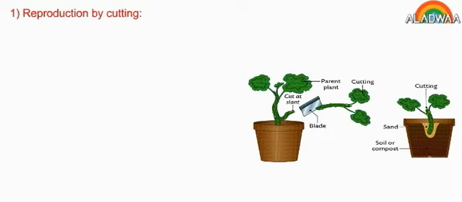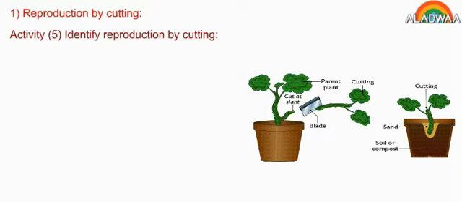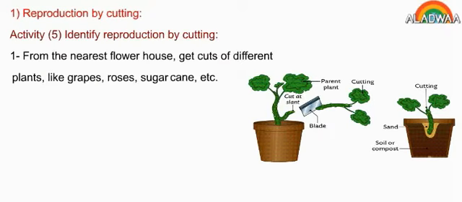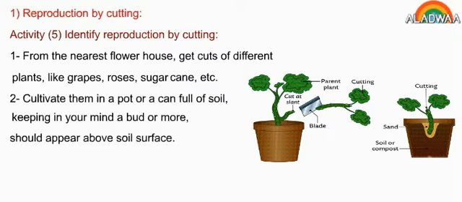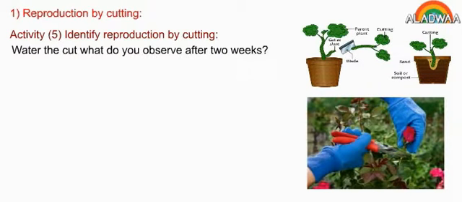Reproduction by cutting. Activity 5. Identify reproduction by cutting. From the nearest flower house, get cuts of different plants like grapes, roses, sugar cane, etc. Cultivate them in a pot or a can full of soil, keeping in your mind a bud or more should appear above the soil surface. Water the cut. What do you observe after 2 weeks?